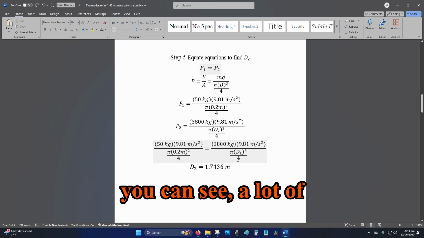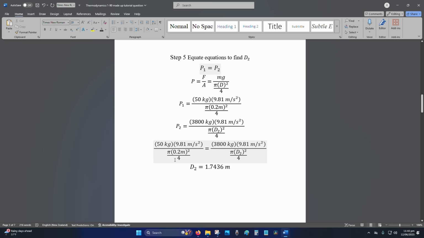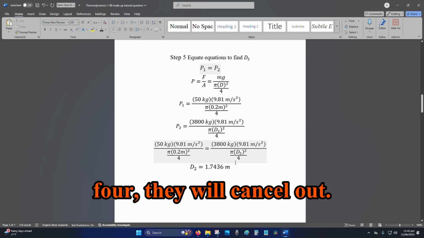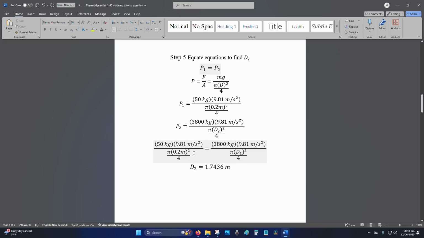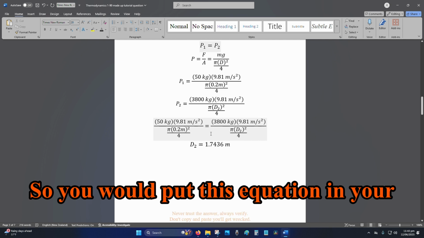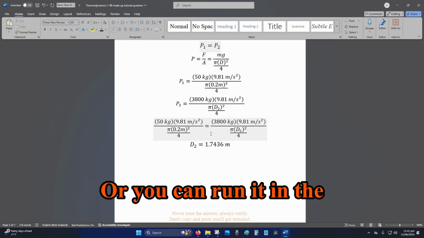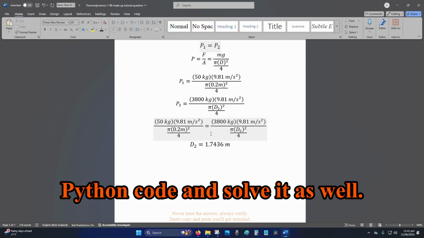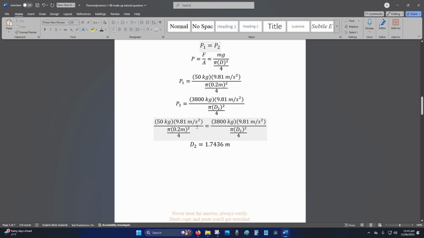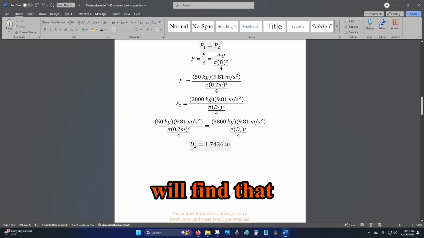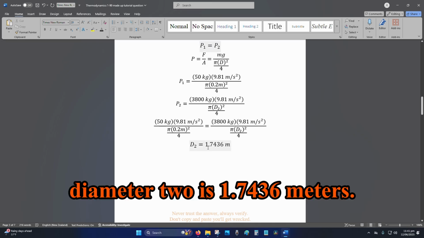Now, as you can see, a lot of these will cancel out. So gravity, pi, and 4, they will cancel out. So you would put this equation in your graphic calculator and solve it, or you can run it in a Python code and solve it as well. Alright, so through those methods, you will find that diameter 2 is 1.7436 meters.